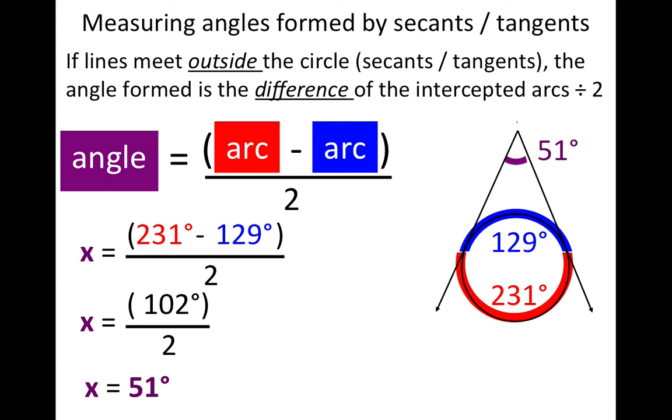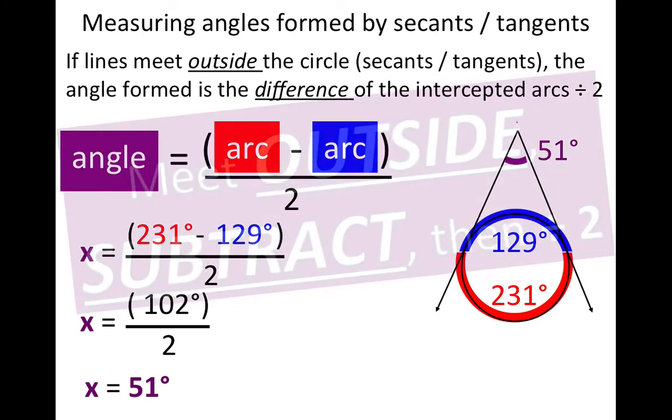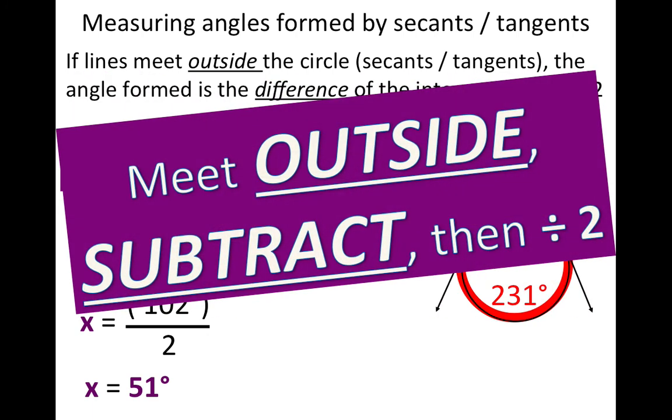So it doesn't matter whether I have two tangents, one tangent and a secant, or two secants. If the lines meet at a point outside of the circle, then I subtract the arcs, then divide by 2. If they meet outside, I subtract, then divide by 2.